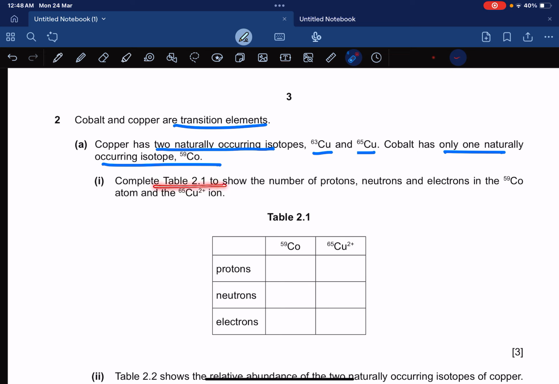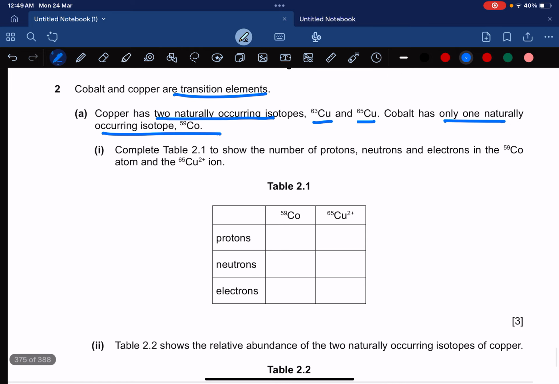Complete table 2.1 to show the number of protons, the number of neutrons, and the number of electrons in a cobalt 59 atom, and a copper 65 2+ ion. अच्छा, अब ion में there has to be some differences. Let's figure it out and fill the table.